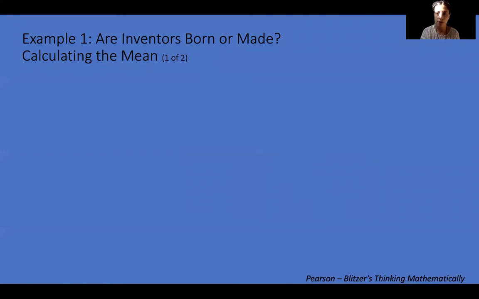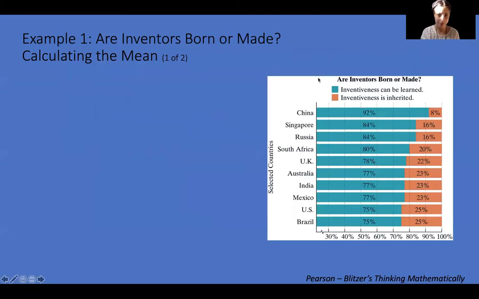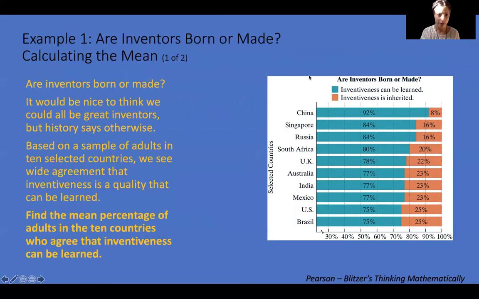Are inventors born or made? It would be nice to think that we could all be great inventors, but history says otherwise. There's a sample of adults in 10 selected countries. We see that there's a wide agreement that inventiveness is a quality that can be learned. That's the teal here. Find the mean percentage of adults in the 10 countries who agree that inventiveness can be learned. So we're going to focus on these figures here that are in teal.